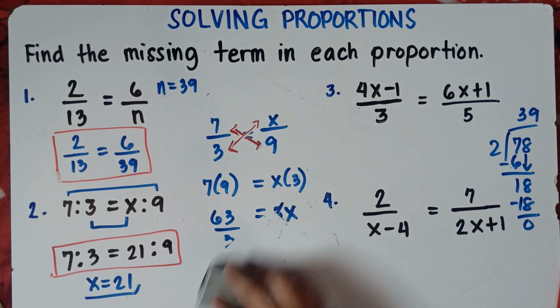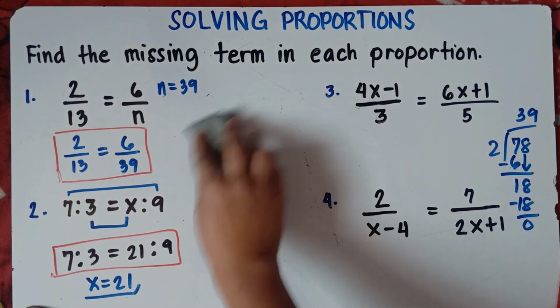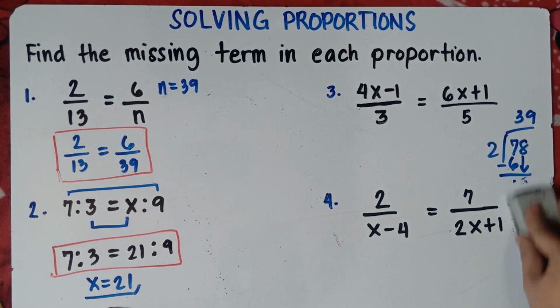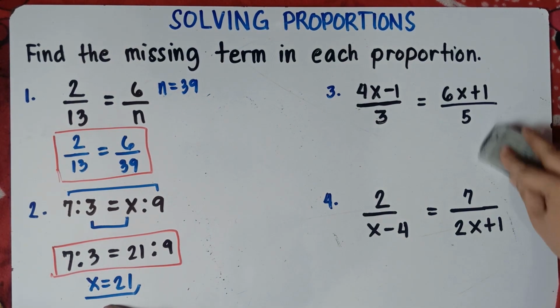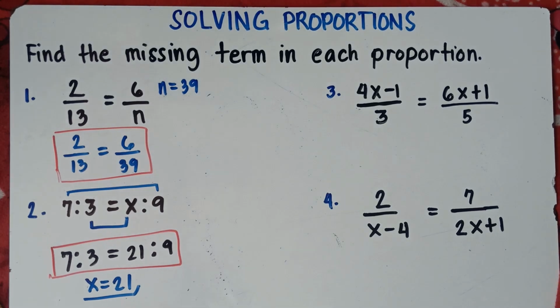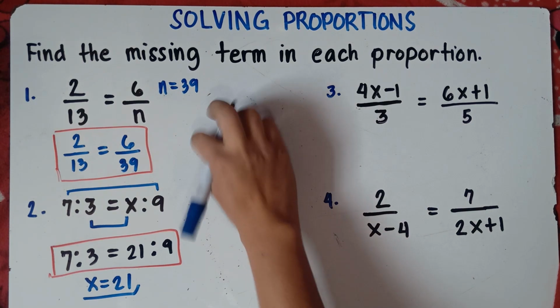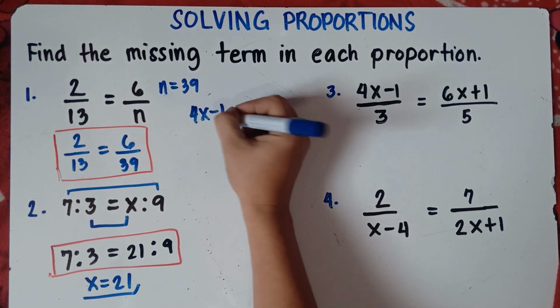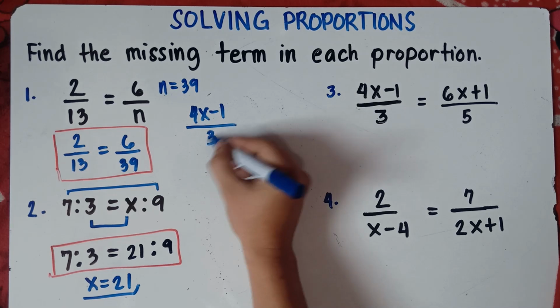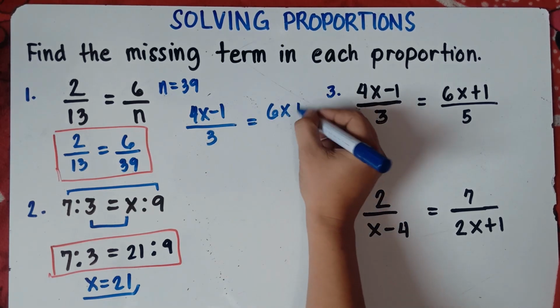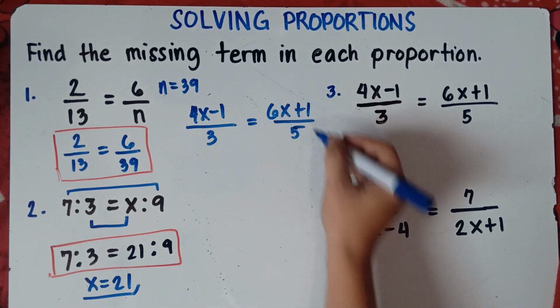Alright, let's try number 3. I hope you're still with me, class, for this one. Alright, let's try number 3. So this will be 4x minus 1 over 3 is equal to 6x plus 1 over 5.